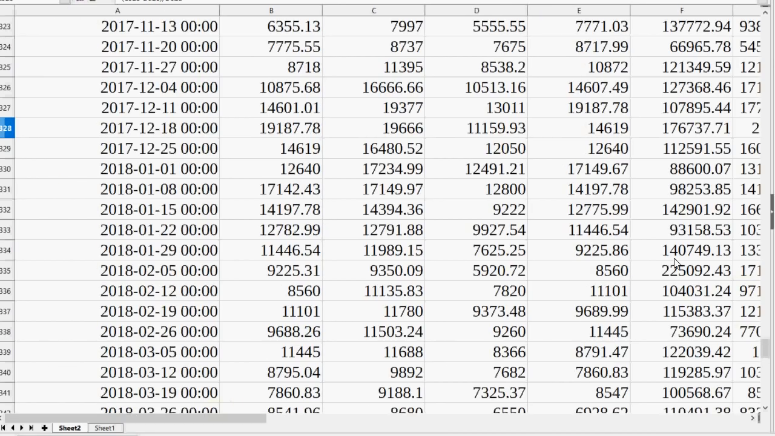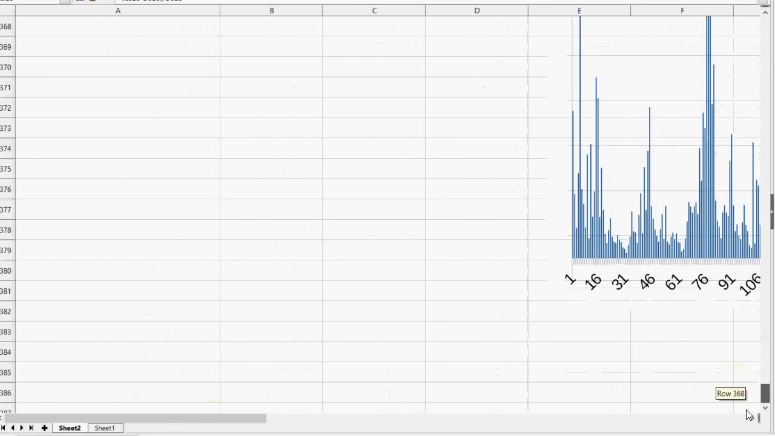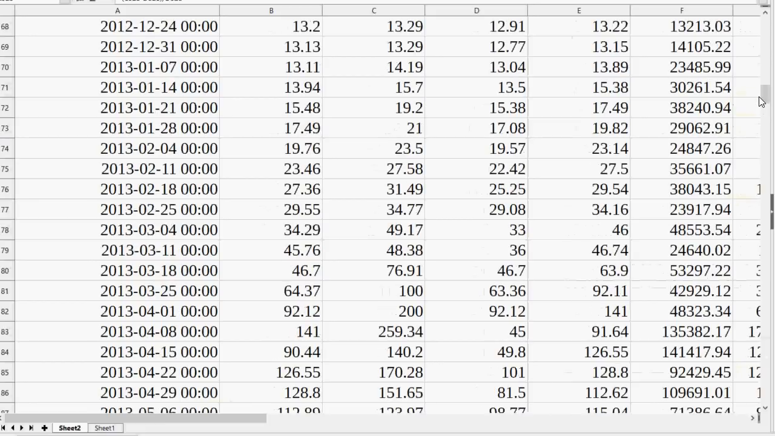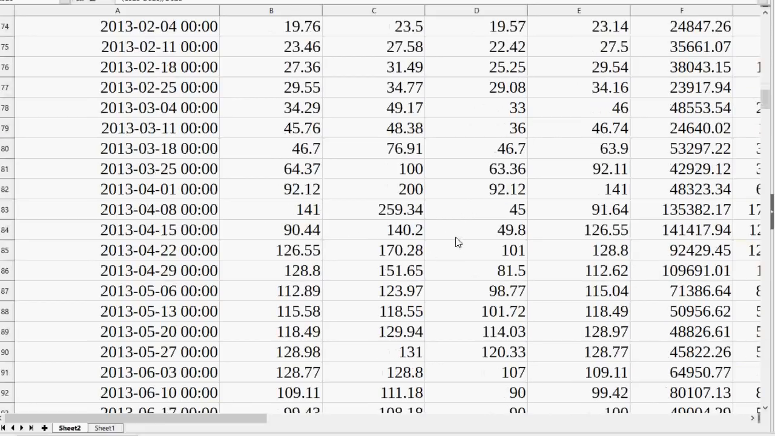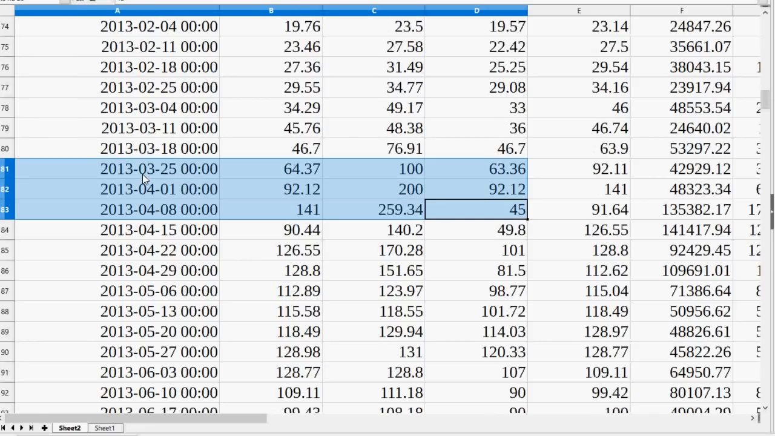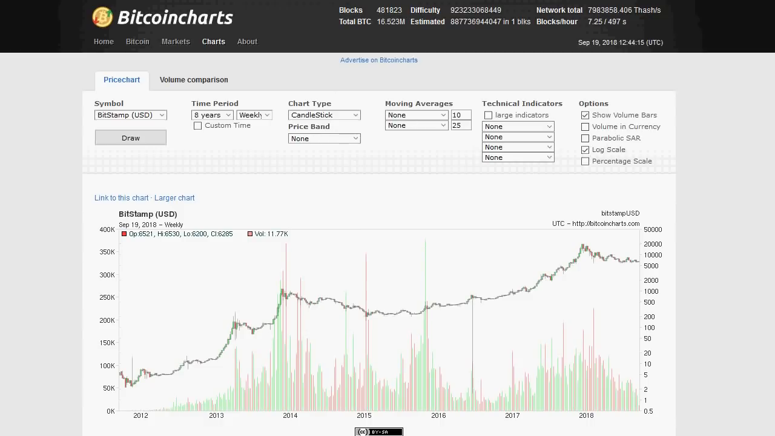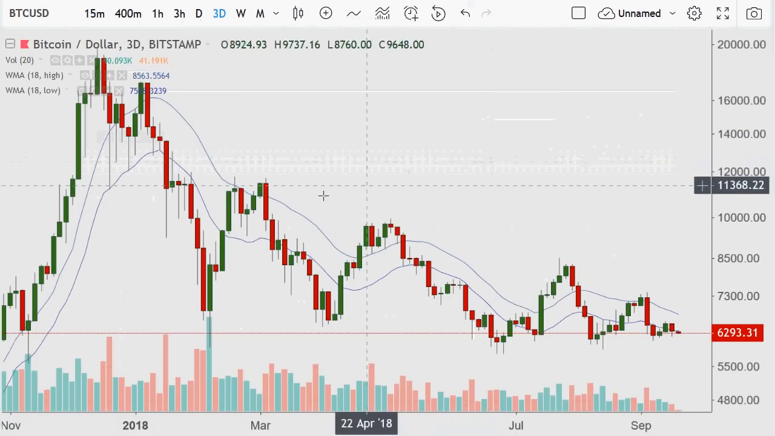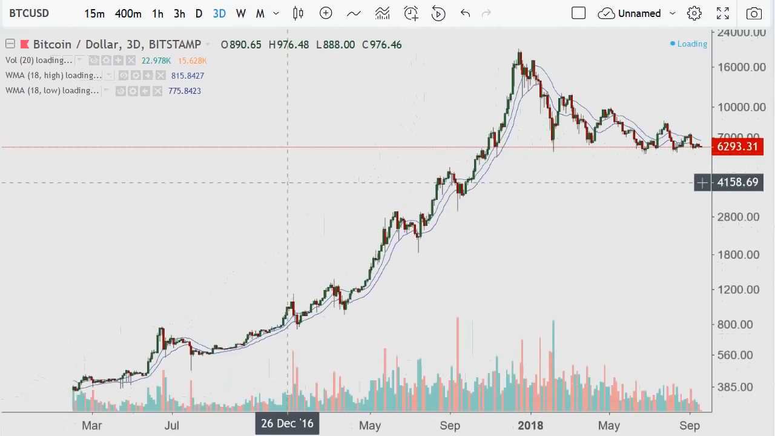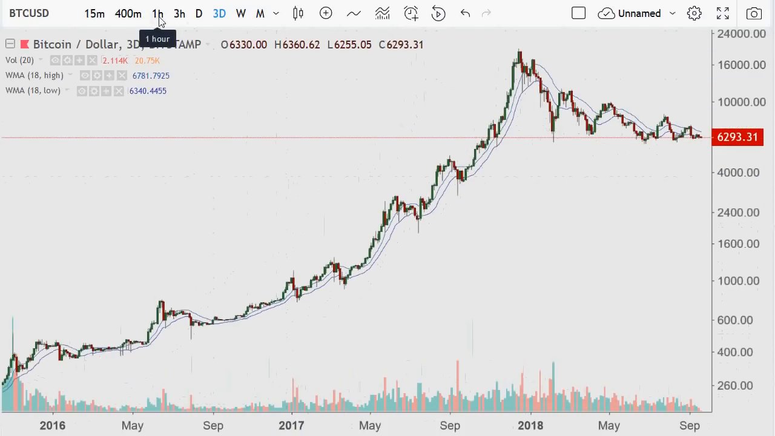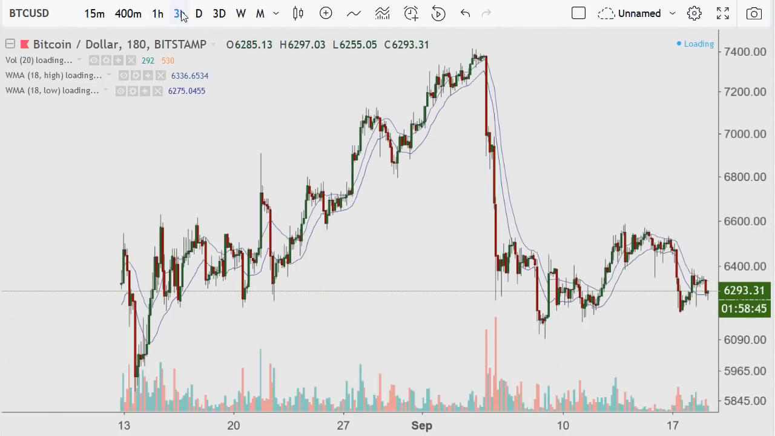But you know what? I'm still really curious. And I can look at this on TradingView to see what happened during this April timeframe of 2013. So let's take a look and see. And for this, let's do the 3-hour time frame.